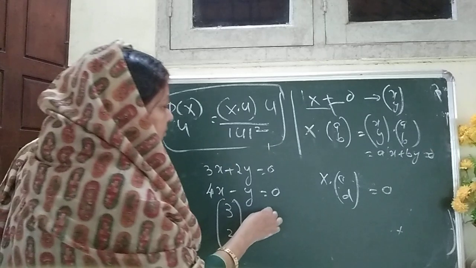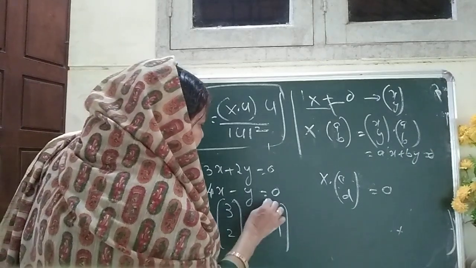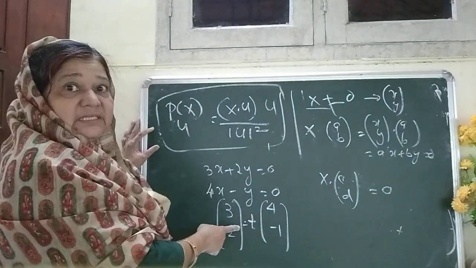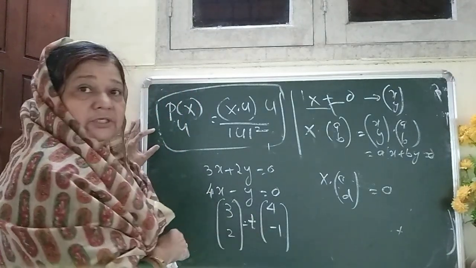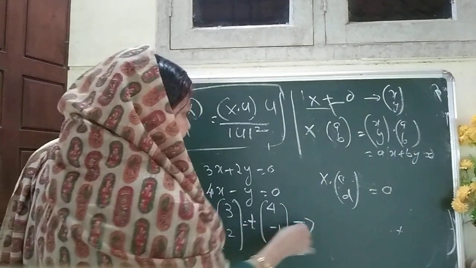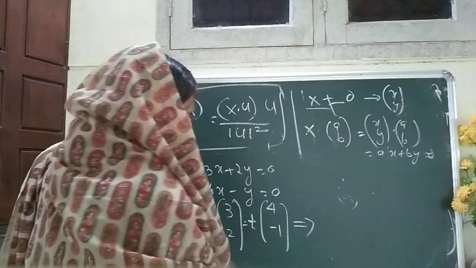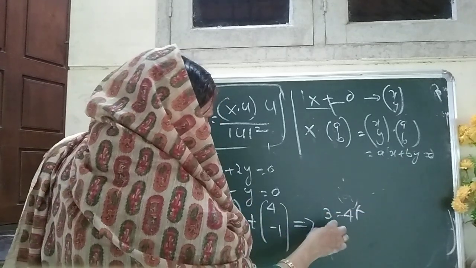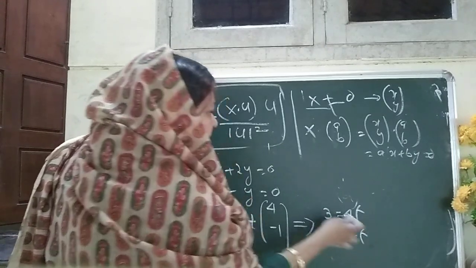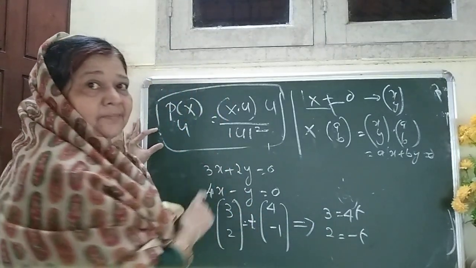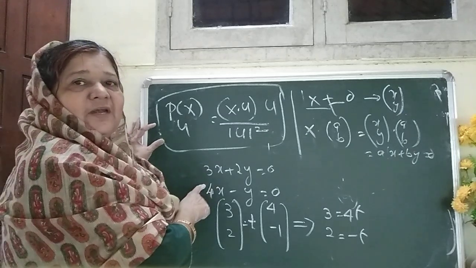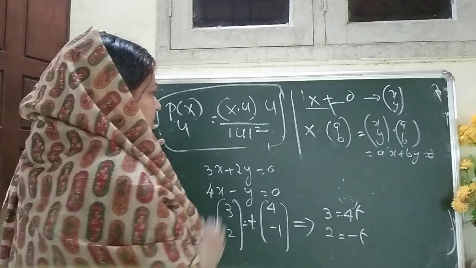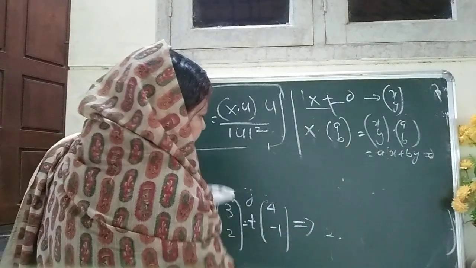And CD equal to (4, -1). If it has a non-trivial solution, there must exist a constant T such that AB equals T into CD. That means, if it has a solution, then we have 3 equal to 4T and 2 equal to minus T. It is not satisfied. Therefore, we arrive at this: the system has only the trivial solution. It has no non-trivial solution. Sometimes it may work when this condition is satisfied. Okay.